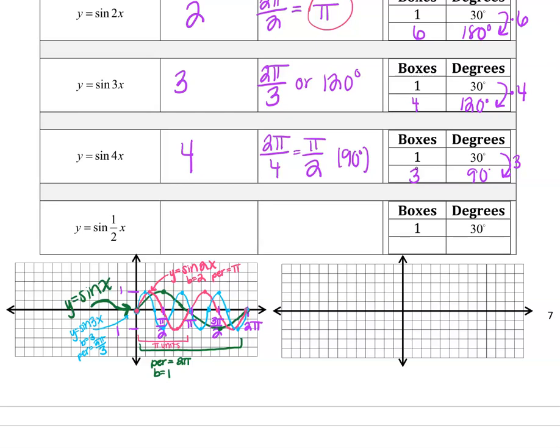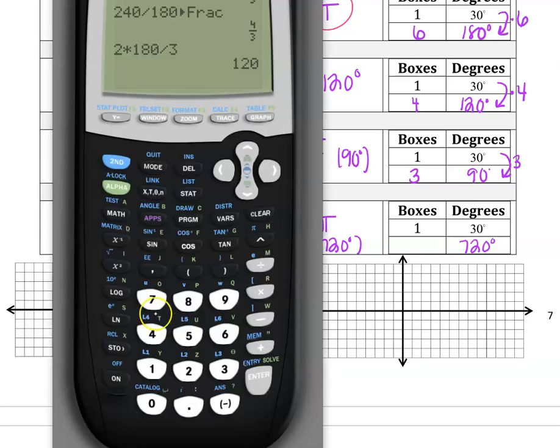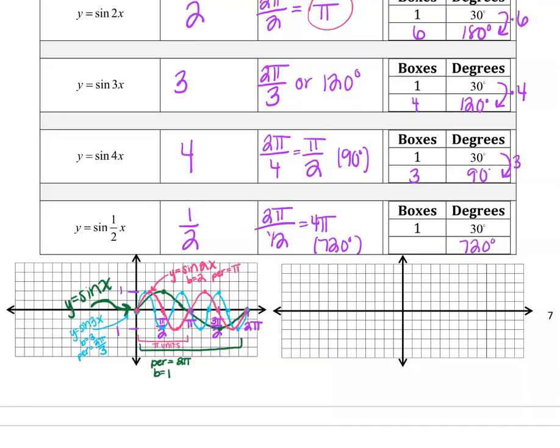The last one I will do, okay, y equals sine of 1/2x. So this one's interesting. If you do 2 pi divided by 1/2, that's the same thing as 2 pi times 2, or 4 pi. So guys, if 2 pi is 360 degrees, then 4 pi is 720 degrees. Okay, now if you're trying to figure out how many boxes you would need, 720 divided by 30, because each box is 30 degrees, is 24. So that means you would need 24 boxes in order to see this full cycle.